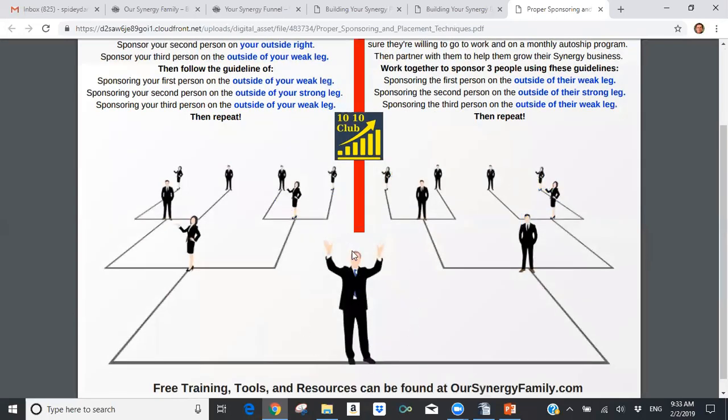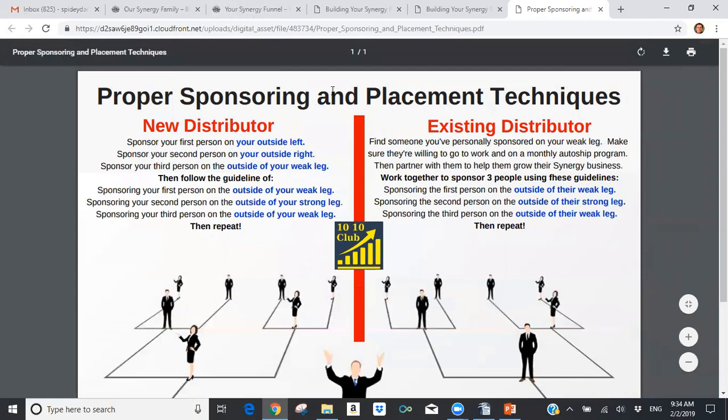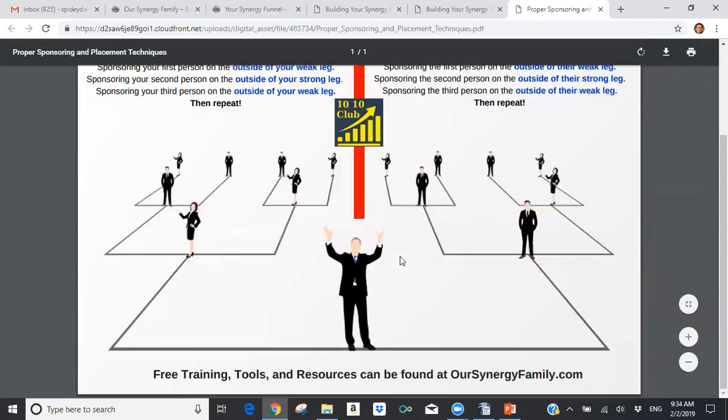This individual here, I'm just going to call him Fred. So Fred's got on his right-hand side, he has 25,000 CV of volume every month, and he's got 500,000 CV volume banked. Well, for Fred, his strategy of proper sponsoring and placement is going to be slightly different.